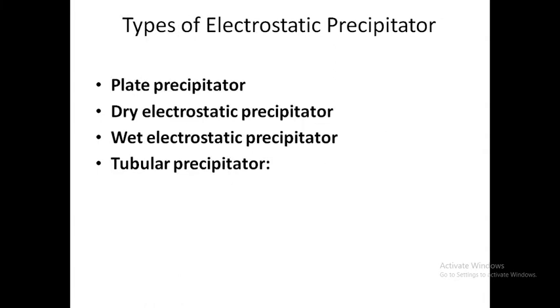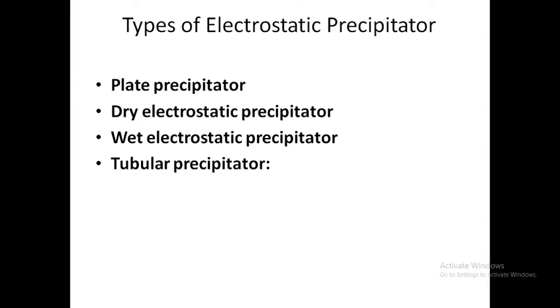Types of electrostatic precipitator. Electrostatic precipitators are classified into 4 types. One is the plate precipitator, another one is the dry electrostatic precipitator, the third one is the wet electrostatic precipitator, and the fourth one is the tubular precipitator. One by one we will discuss.